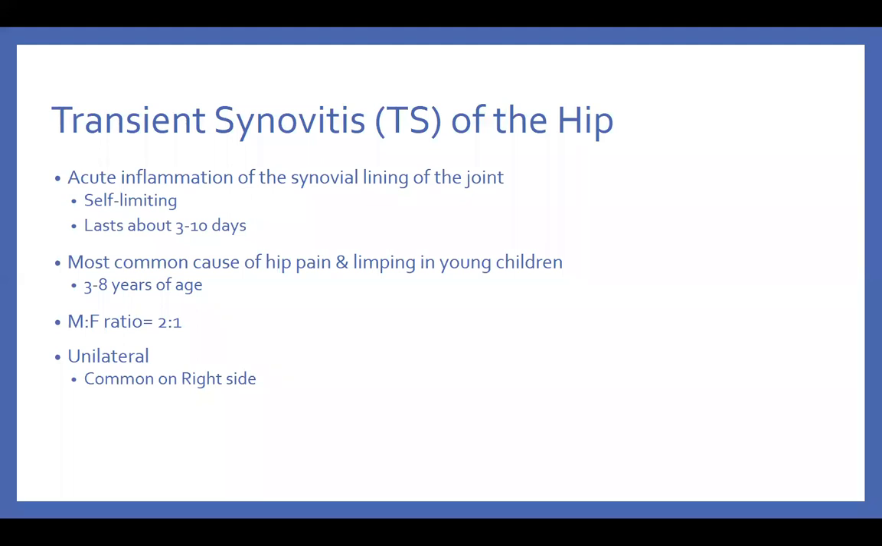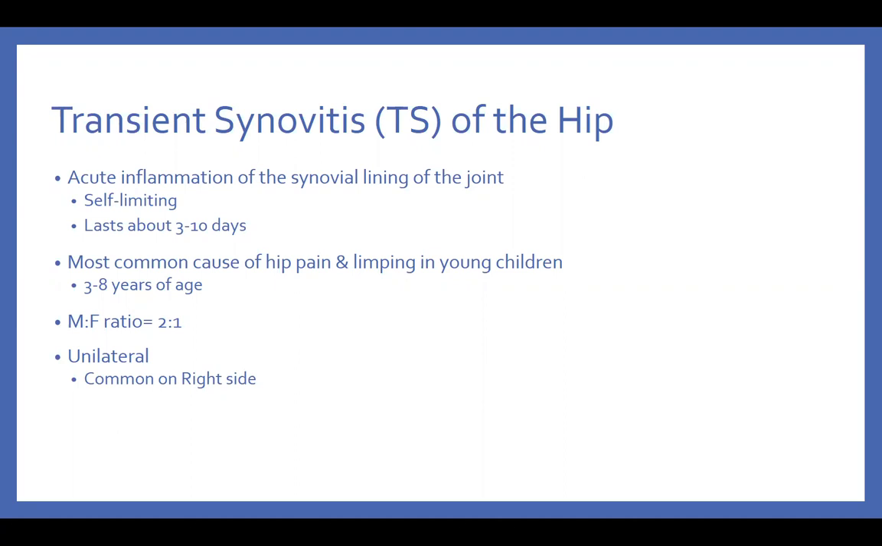So, what is transient synovitis? Transient synovitis is an inflammation of the synovial lining of the hip. It's self limiting after conservative therapy, which may include anti-inflammatory medication like NSAIDs, rest, close observation, and monitoring. It usually lasts for approximately 3 to 10 days with good improvement within 1 to 2 days.